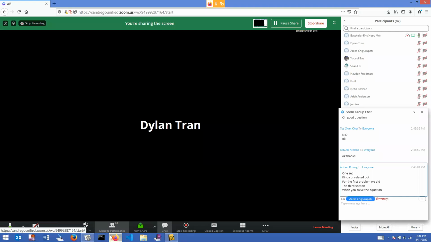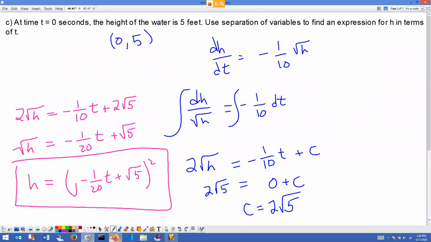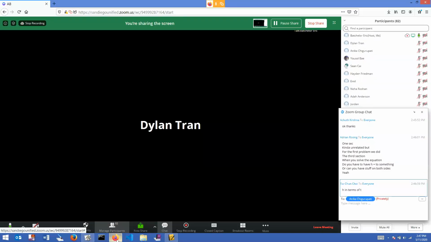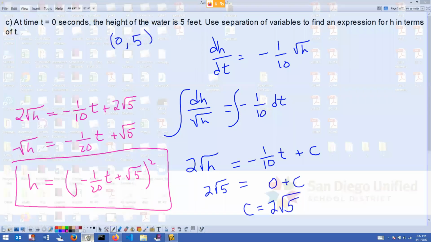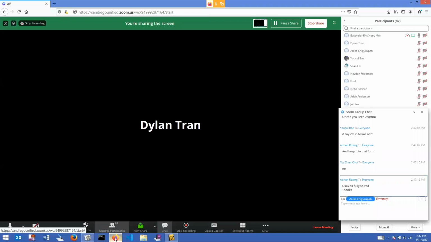When I solve the equation, do you have to have h equal to something? As in, do I have to write h equals this, or can I just write what's in the parentheses squared? You need to have the h equals in front of it, or h of t equals, something like that. Yeah, it has to be solved for h equals, and you can't just write this part of it. You have to actually write h equals this. But yeah, it has to be solved completely for h. All right, cool.